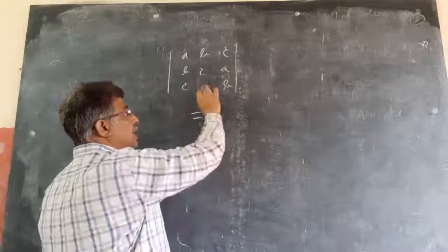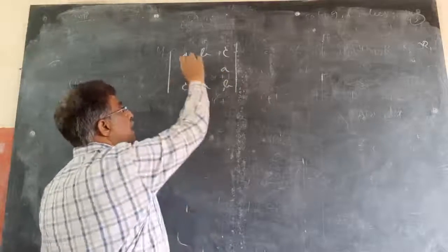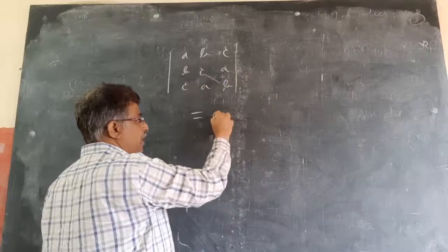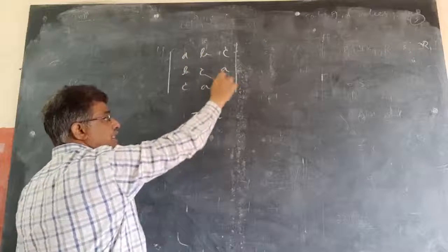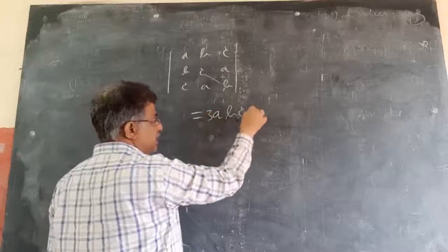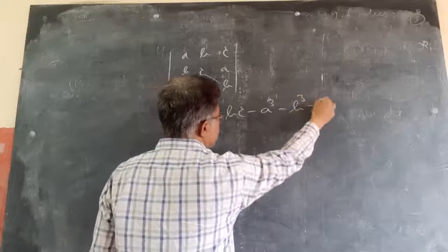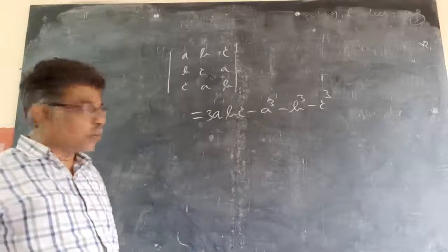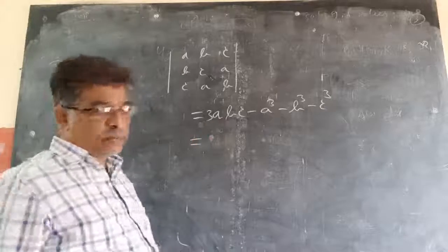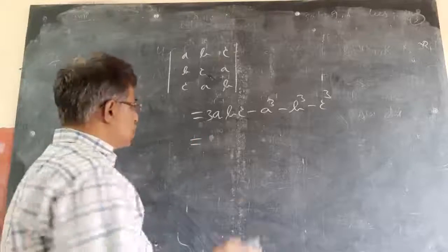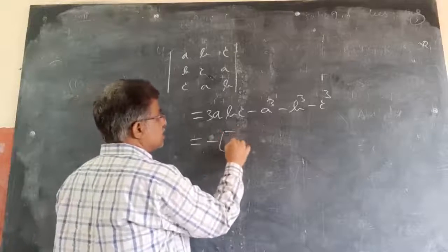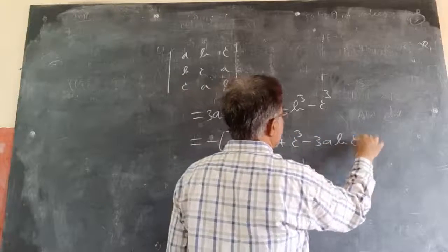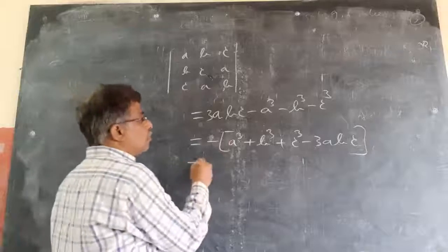So what do we get? a into a square minus a into bc minus a square, means abc minus a square. Like that if you simplify, a into bc means 3abc minus a cube minus b cube minus c cube. By simplifying this determinant, you will get this value. Now, he is asking whether it is less than 0 or more than 0, and is giving that a, b, c are positive. For that, I am taking minus common. Then this becomes a cube plus b cube plus c cube minus 3abc.